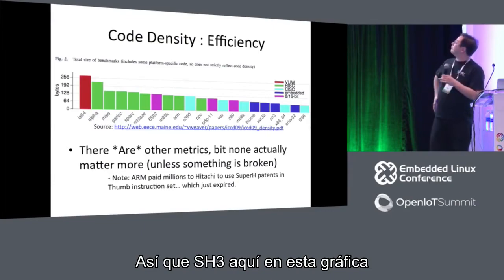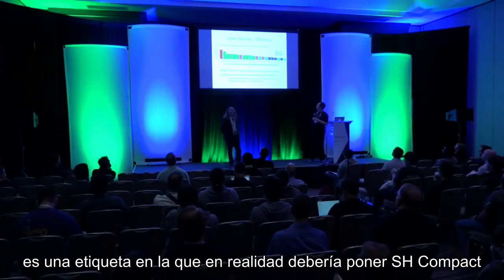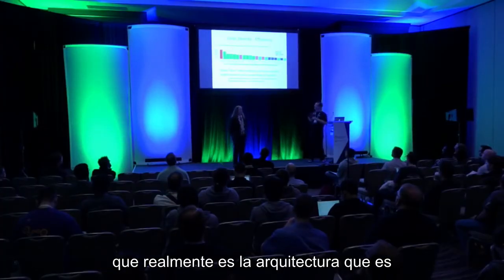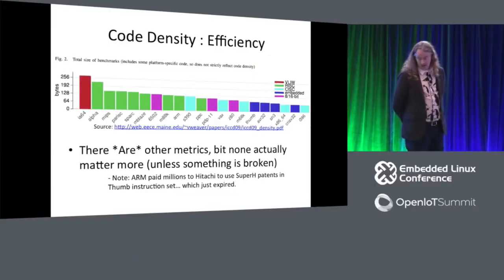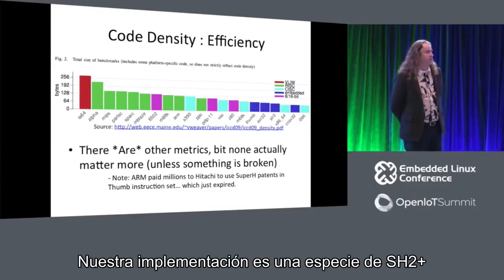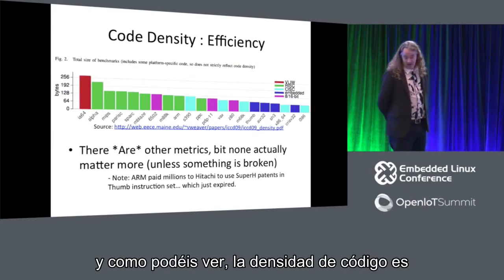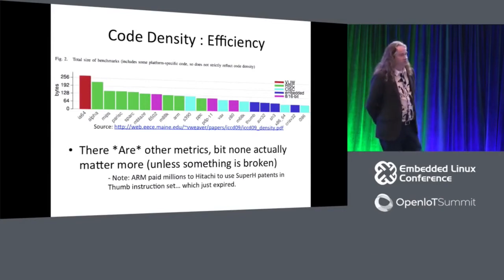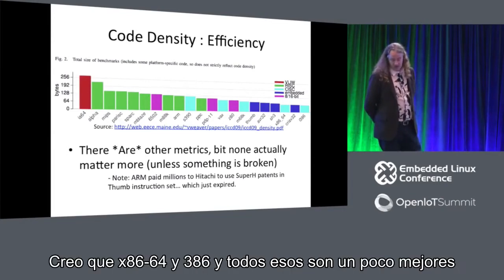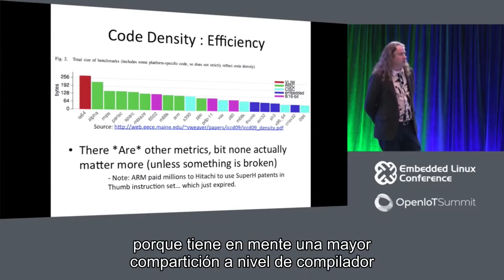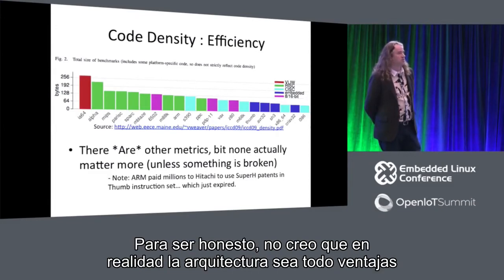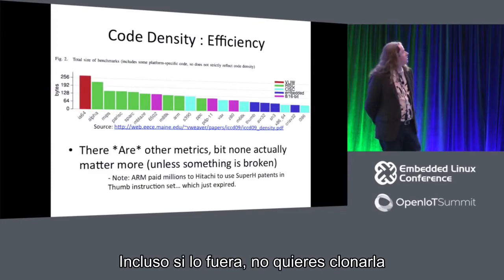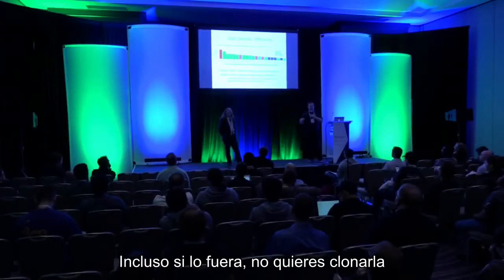So SH3 on this chart here is a placeholder. It should really say SH Compact, which is what the architecture actually is. Our implementation is sort of SH2 plus. And as you can see, code density is pretty good here. I think x86-64 and 386 are a little bit better because they have larger mind share at the compiler level. I don't think it's actually an architectural advantage, to be honest. Even if it was, you don't want to clone a CISC nightmare.